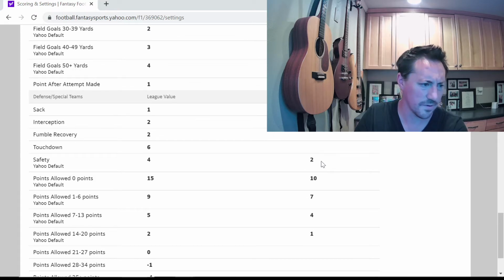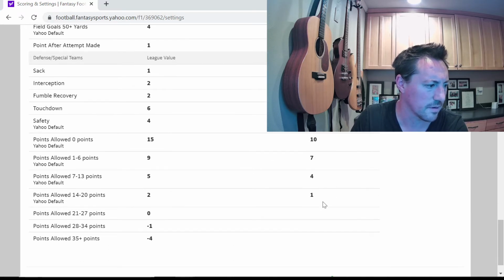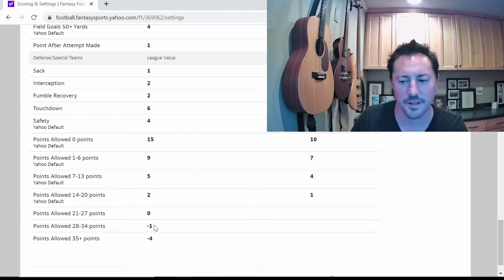So the other changes are defenses are a little more valuable. A safety gets you 4 points instead of 2. If you shut the team out, you get 15 instead of 10, and it kind of goes down from there. And there's no negative points. Oh, there are negative points here. Yahoo doesn't do negative points. Oh no, that is the default. Sorry, I'm misspeaking a lot right now.